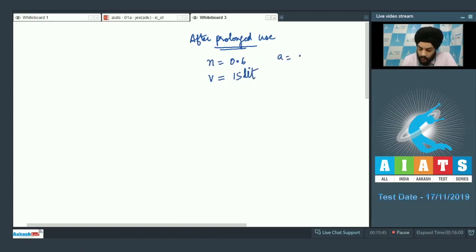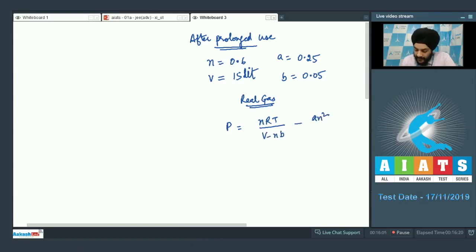The value of A was equal to 0.25 and the value of B was equal to 0.05. Okay. So similarly, we can again find out the pressure assuming the real gas behavior. Okay. So we had P equal to nRT upon V minus nB minus A n square by V square. So students, we can just put the values as we had done before.